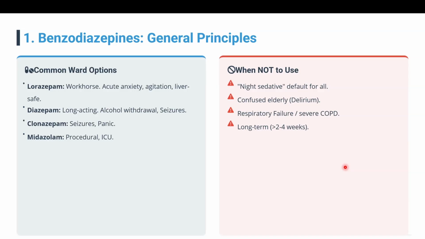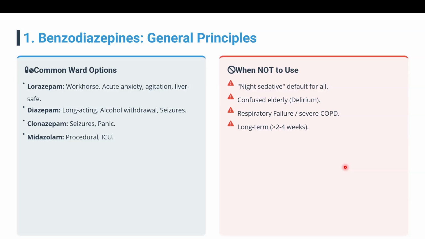Diazepam is long acting, so consider diazepam only if long-acting sedation is preferable. It is good for alcohol withdrawal and seizures. It is always avoided in cirrhosis and in elderly patients. So in liver problems, prefer lorazepam, whereas if you want long-acting, then prefer diazepam.